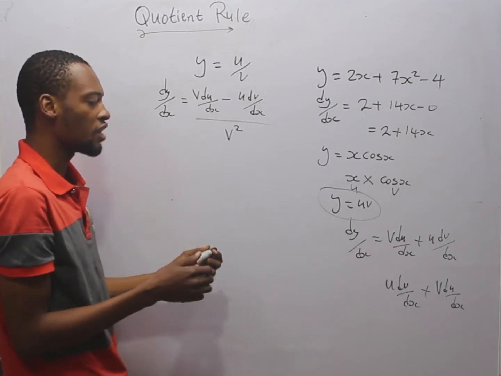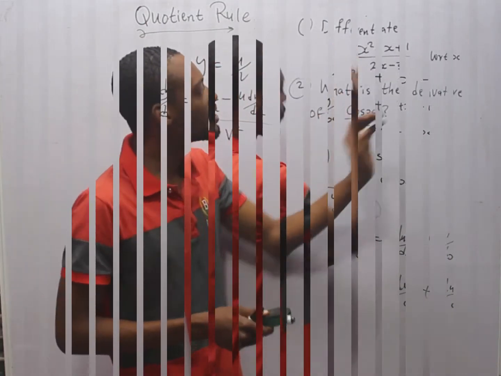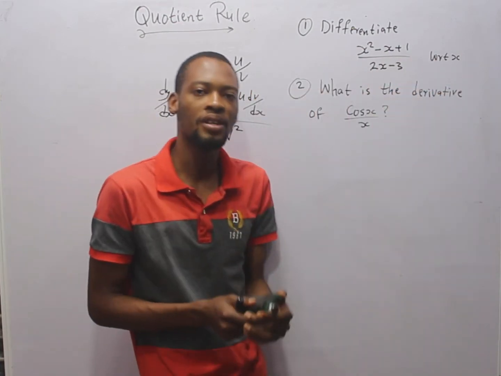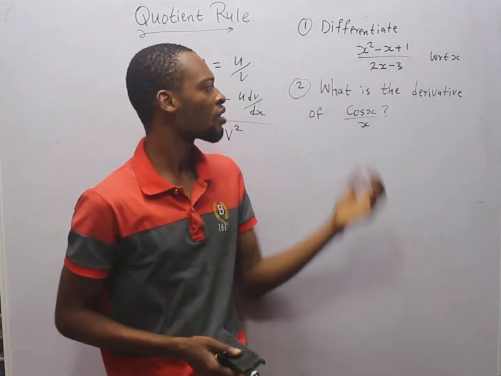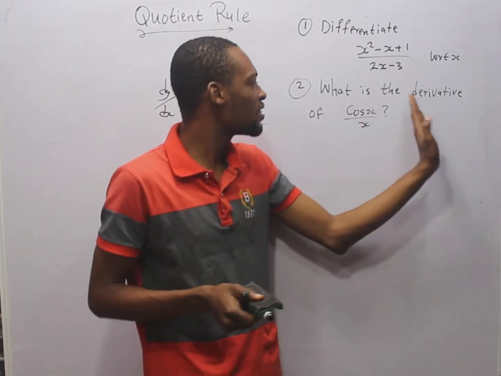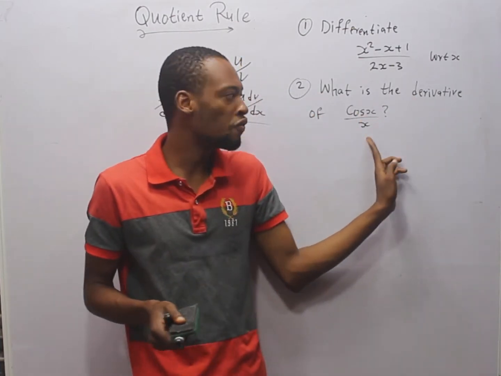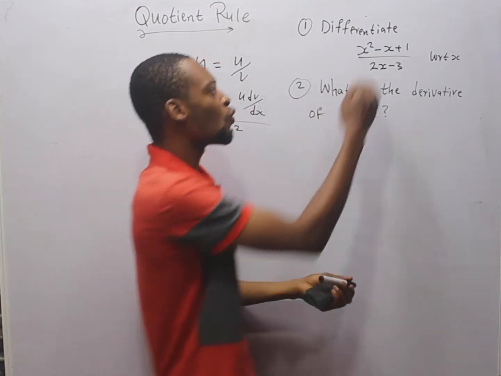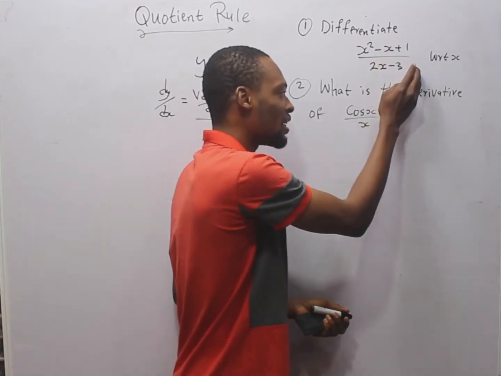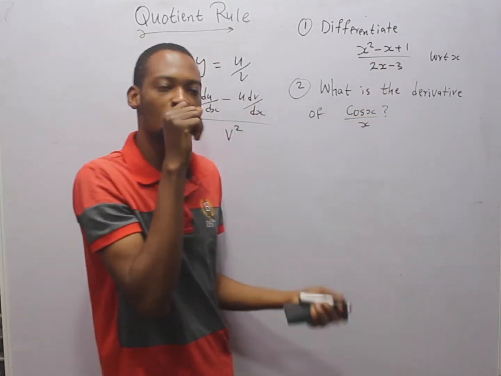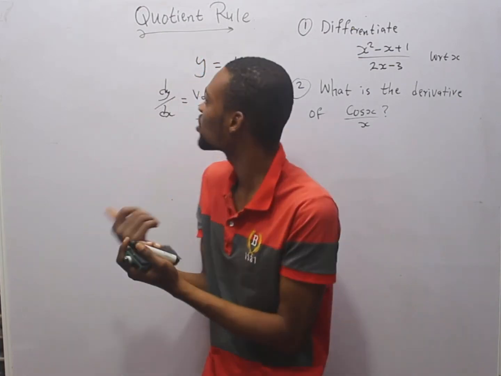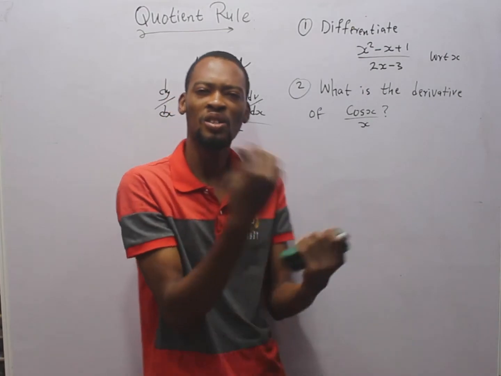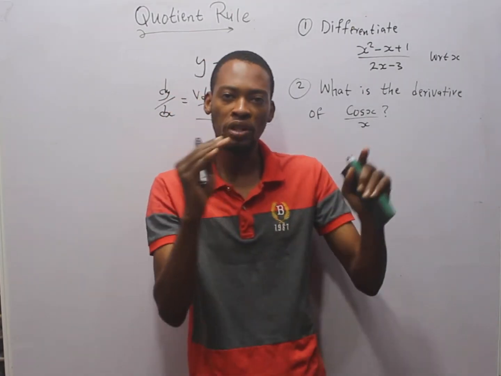This is it. Given something like this: differentiate (s squared minus s plus 1) over (2s minus 3) with respect to s. And the second one says, what is the derivative of cos s all over s? Looking at both question 1 and question 2, you see that we are dividing. This divided by this, divided by this. So when you are dividing in differentiation, you apply the quotient rule. Quotient has to do with division, just like product has to do with multiplication.